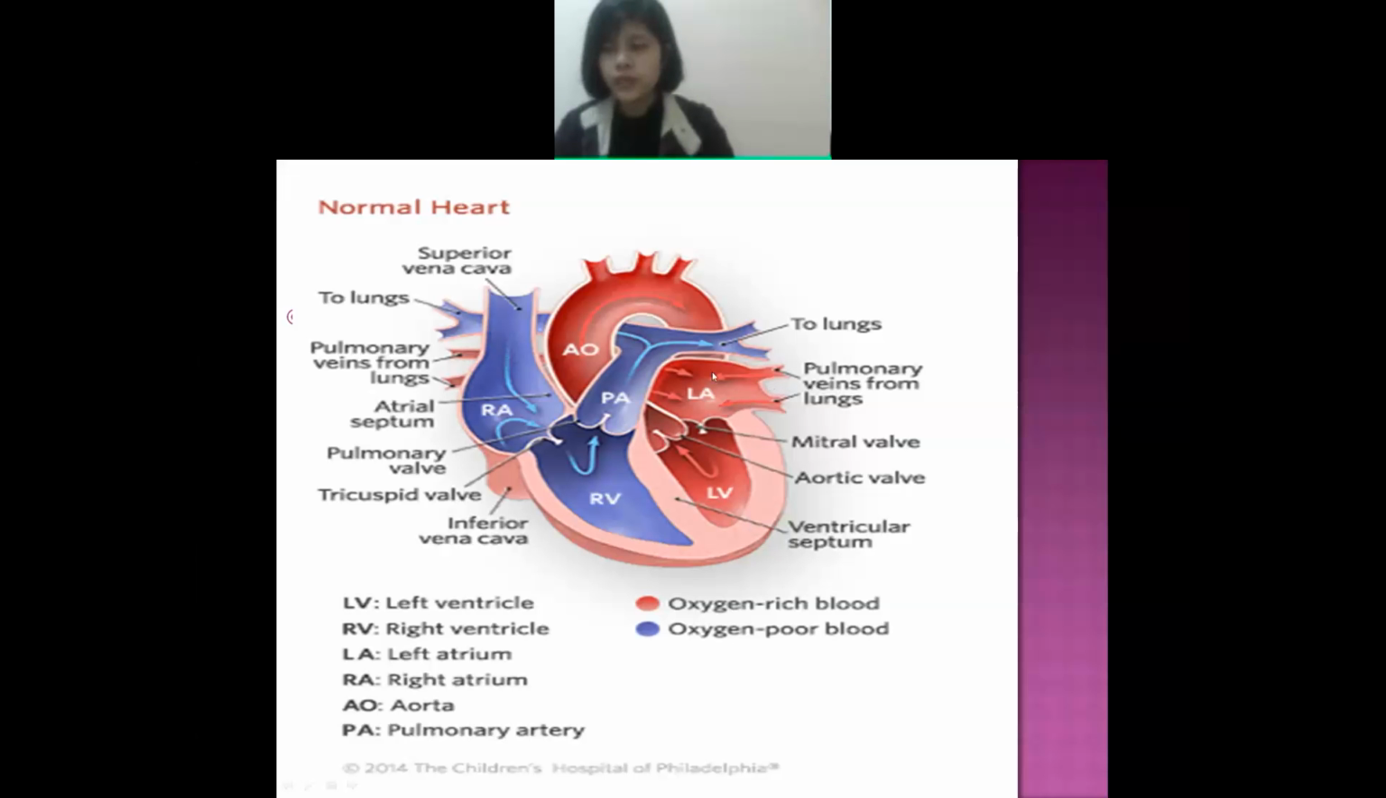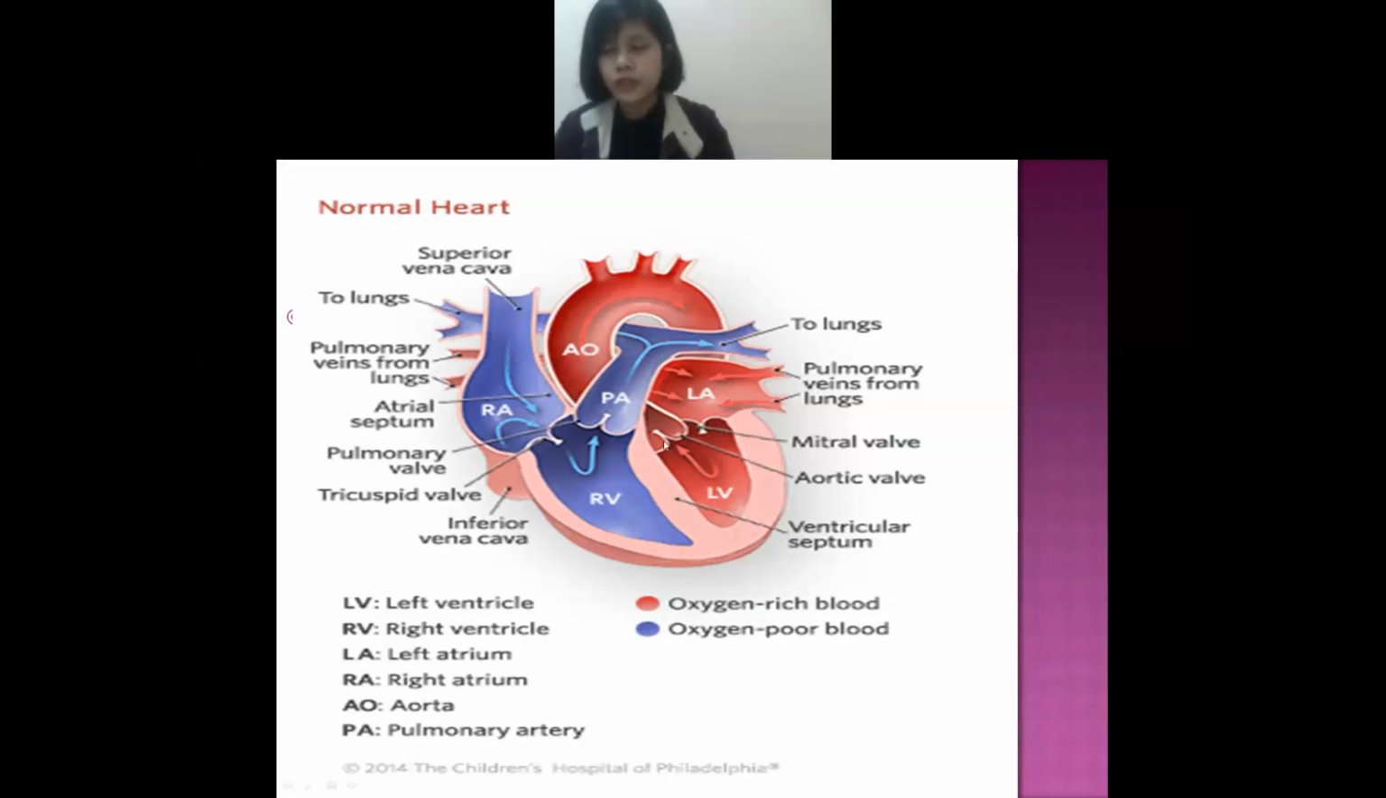Then when it comes from both sides, what will happen? First it will enter into the left atrium. So it will enter first here, that is the left atrium. Then it will try to go down. Here there is a door or pathway which is known as the mitral valve. So when the mitral valve opens, it will go down into the left ventricle. This is the left ventricle. Again it will go down, and again it will go up.